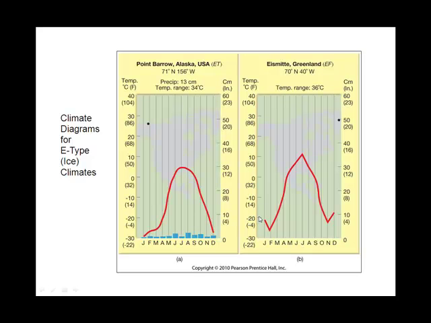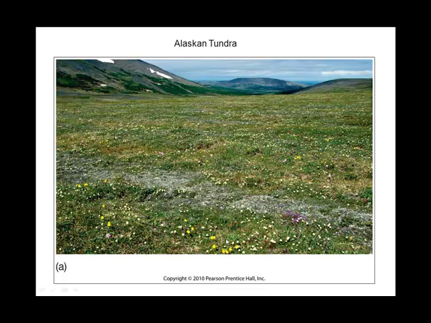Now the red line is the temperature throughout the year, and all of these temperature scales have been the same on all these climate diagrams for this chapter. So remember the other climate diagrams for like the A-type were up here, and now here we have this cold. This cold being, let's see, negative 22 degrees Fahrenheit down at the bottom of these scales. So it's a beautiful photo of the Alaskan tundra from your textbook.